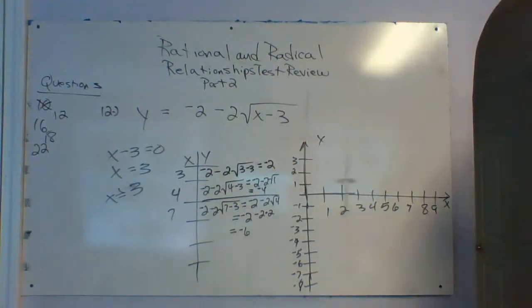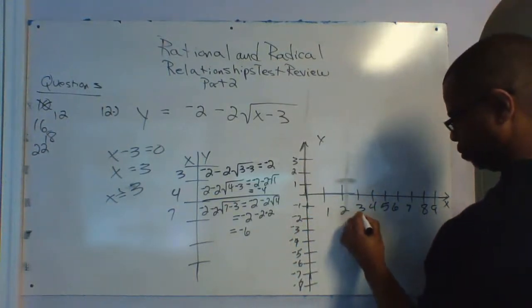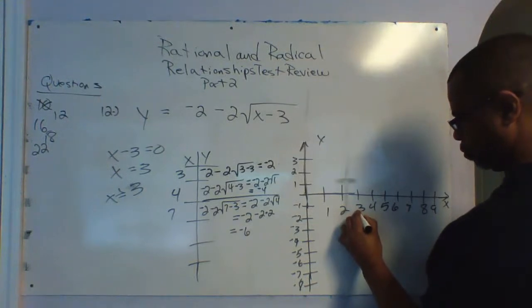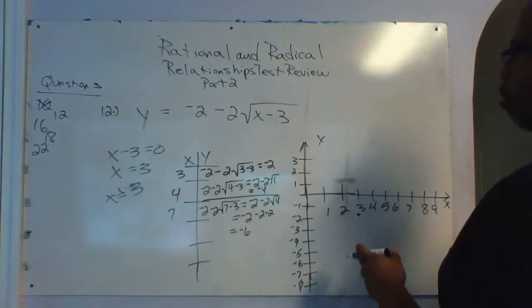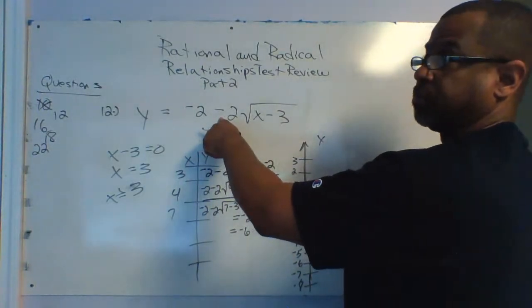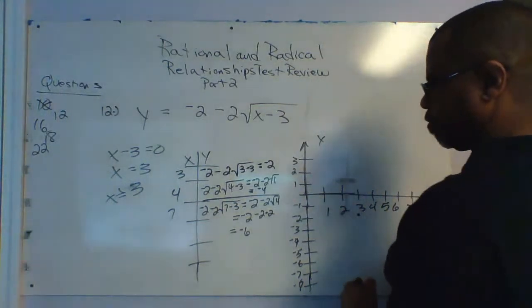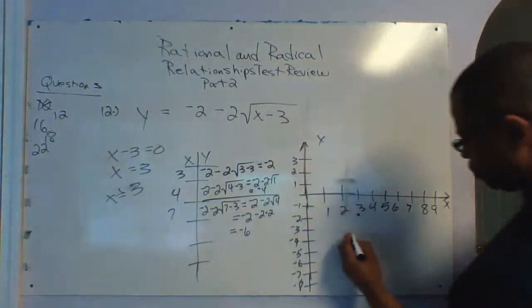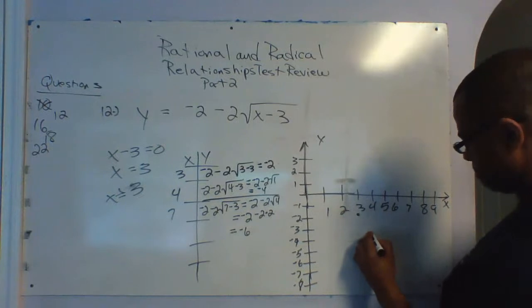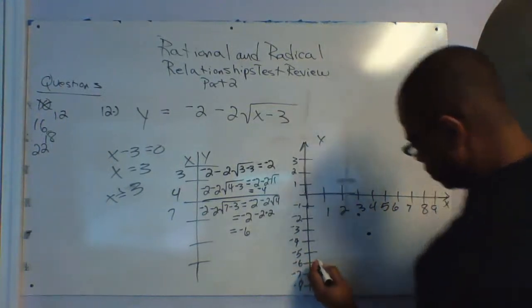All right, so now we got 3, -2. We should know that it's going to be on the bottom because this is your reflection. So now we have what? 4, -4. And we have what? 7, -6.